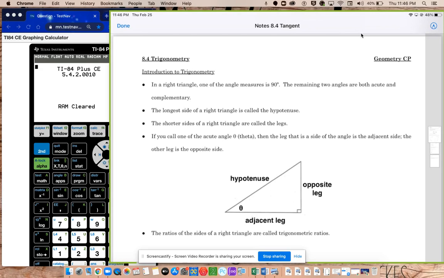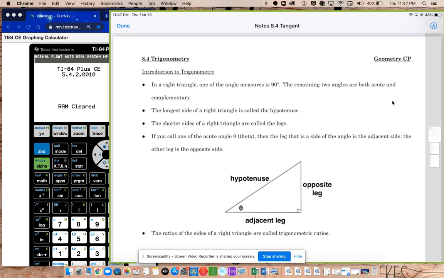8-4 trigonometry. A right triangle is going to have one of the angle measures that's 90 degrees. The remaining two angles have to be acute and they're going to be complementary. The longest side of the triangle we know is called the hypotenuse, and the shorter sides are called the legs.